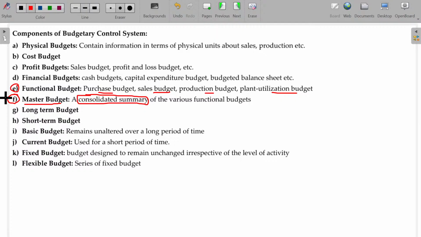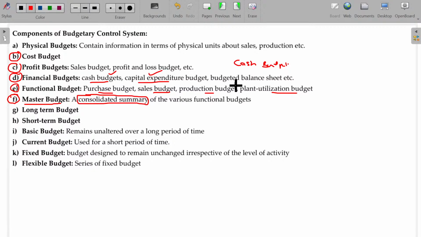Then other things can be guessed based on the name itself. Cost budget: the amount you spend for producing any item. Profit budget: the profit you expect based on the number of units sold and the profit you will earn for every level of production. Financial budget is related to the cash budget, and not only that, the capital expenditure budget. You have to understand the difference between cash budget and financial budget. Cash budget is nothing but the inflow and outflow of cash. Financial budget is not only the amount you spend and receive, but you also think about your capital expenditure.